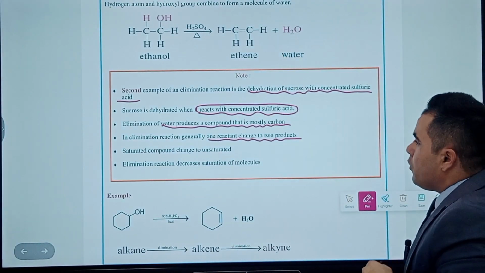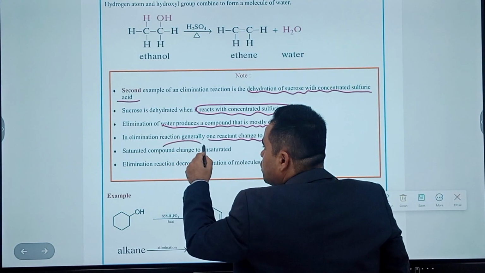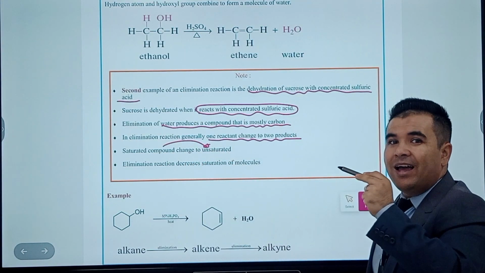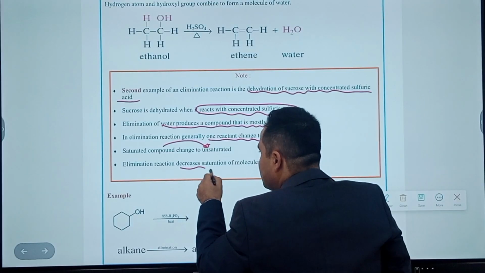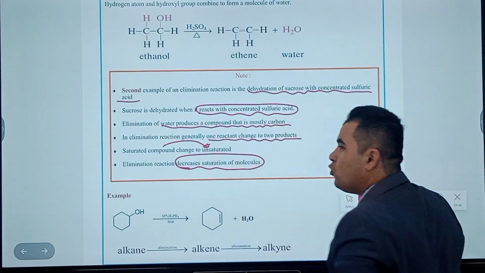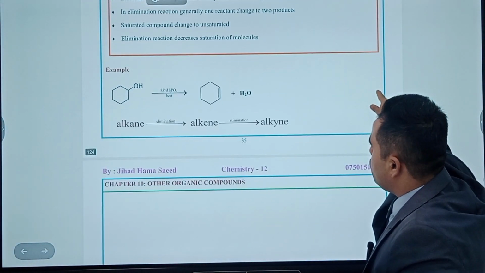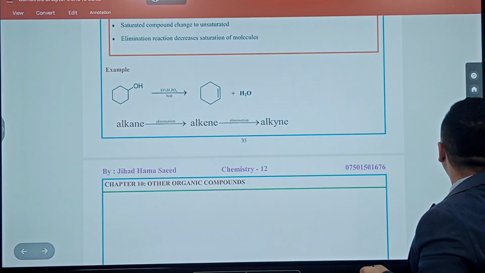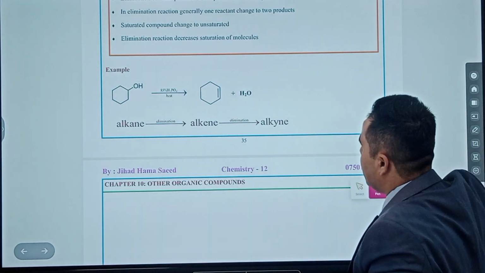That's a sign to recognize the elimination reaction. Saturated compound changes to unsaturated, unlike the addition reaction. Elimination reaction decreases saturation of the molecule. This is important to recognize the elimination reaction. Have a look at these reactions, guys. Let us examine whether they are elimination or not.